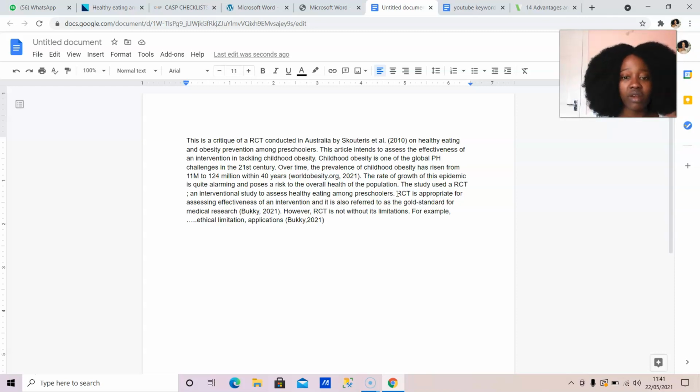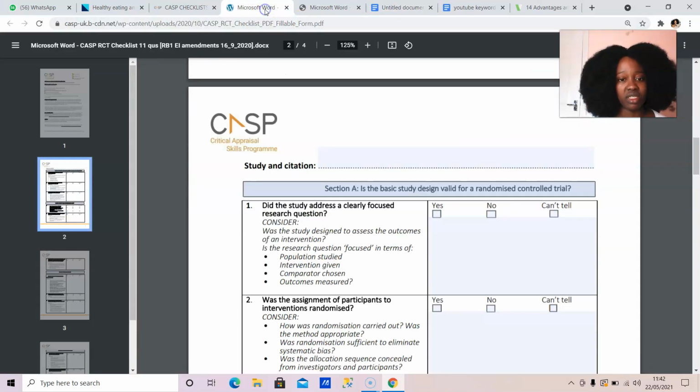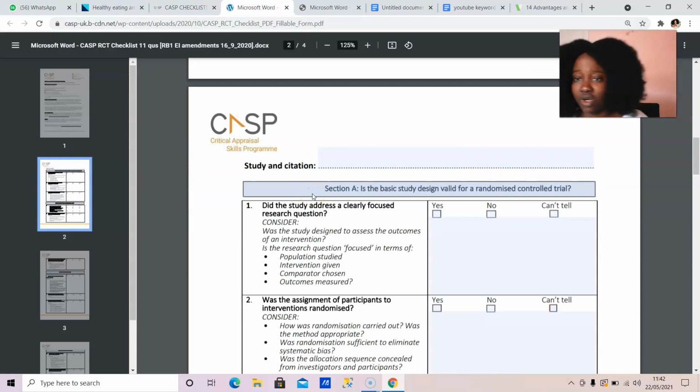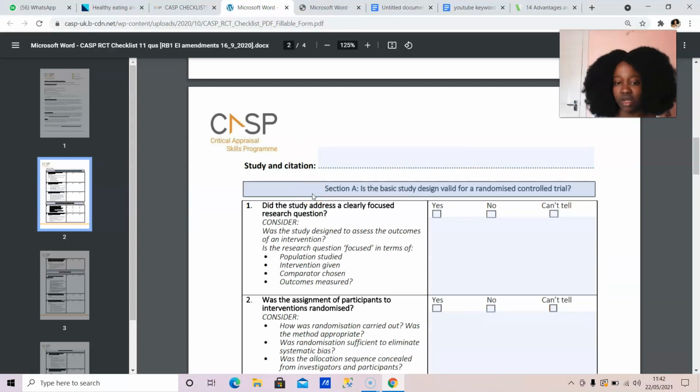So if we go in a bit more, if we go back to this, remember there's a full video on how to use this, so make sure to check that out. This is just me trying to address it. Now the first question says, did the study address a clearly focused research question? Was the study designed to address the outcomes of an intervention? All this is the research question focused in terms of population.